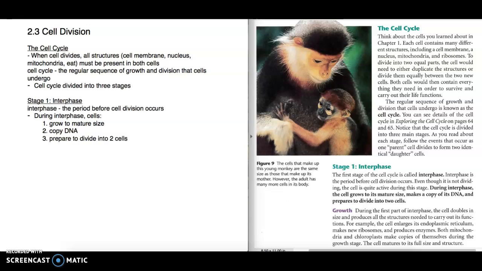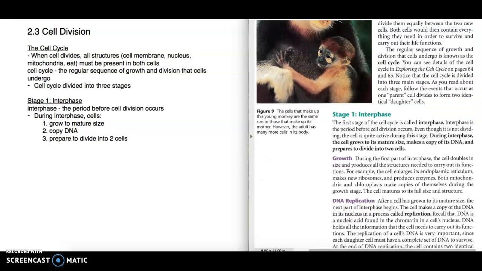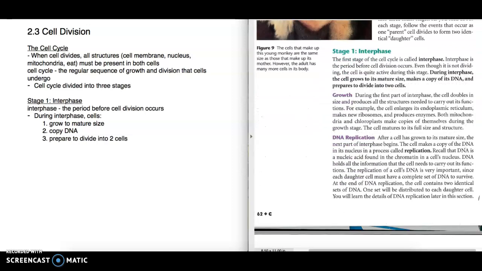Go ahead and pause the video, read the next section called growth. When you're done, unpause. In the section called growth, we learned that the cell is going to double in size and it's going to produce structures needed to carry out functions.